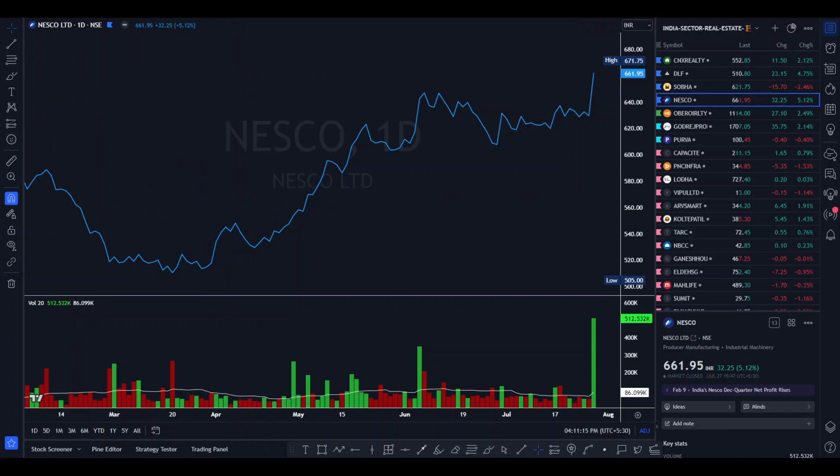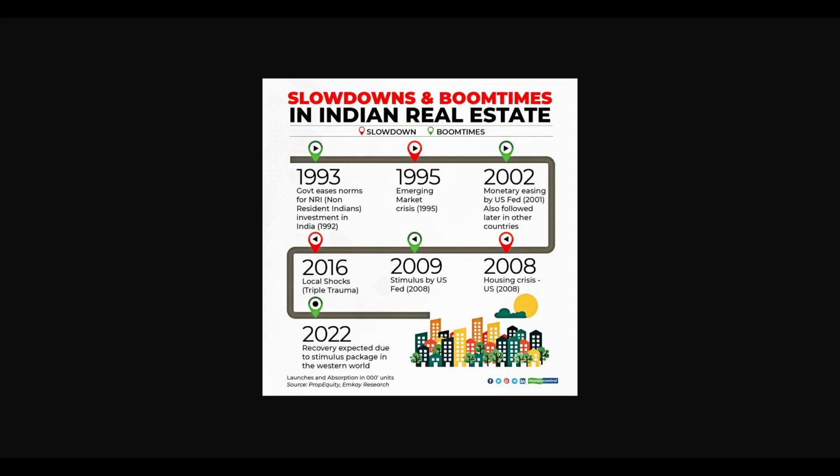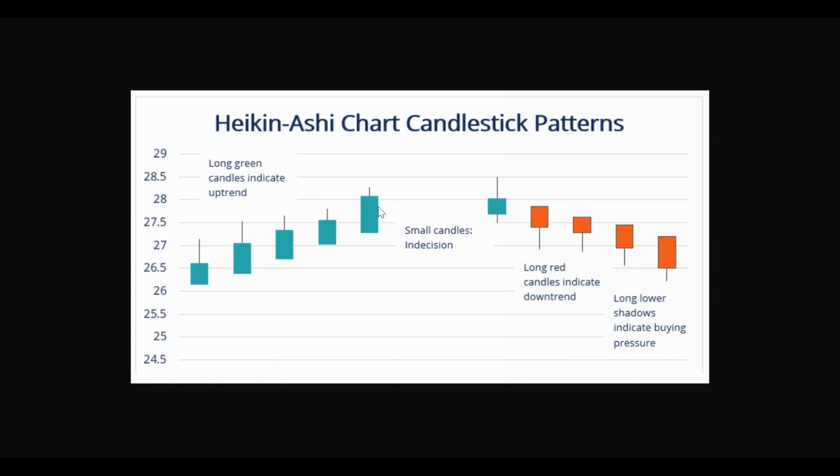Now, last thing which I want to tell you as a bonus tip is how do you see this trend? One thing you have to look at is Heikin Ashi. Heikin Ashi is a type of candle chart which tells you, whenever there's a long green candle, whenever you see this kind of formation happening, there's no wick down below. That means it is an uptrend.